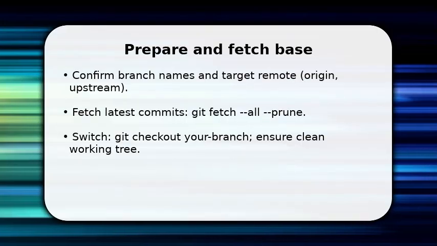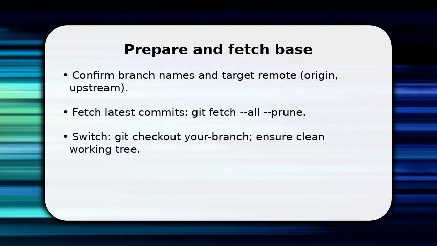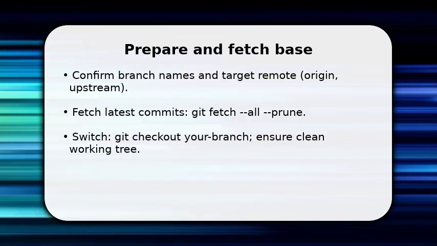You start by confirming exactly which branch you'll update and which remote is authoritative. Fetch from origin and upstream so you have fresh refs, then switch to your feature branch. Make sure you have no uncommitted changes because they complicate merges.